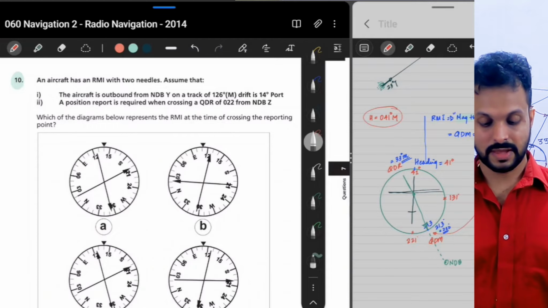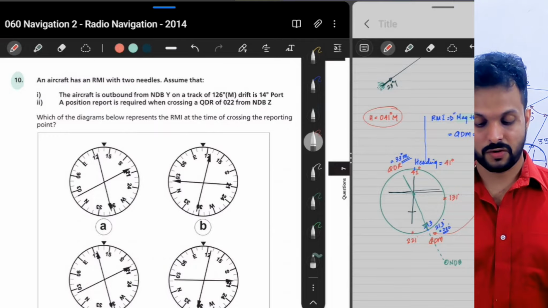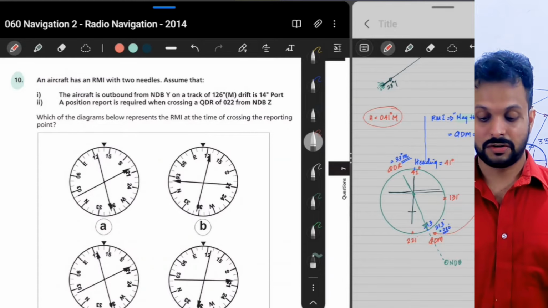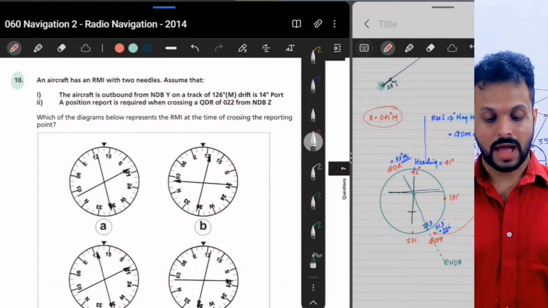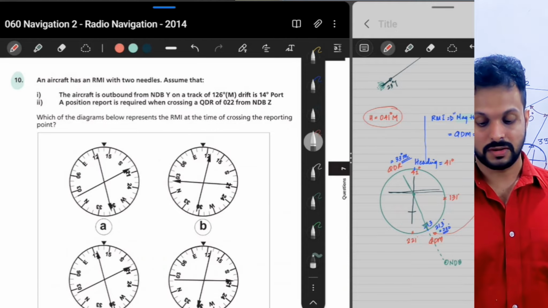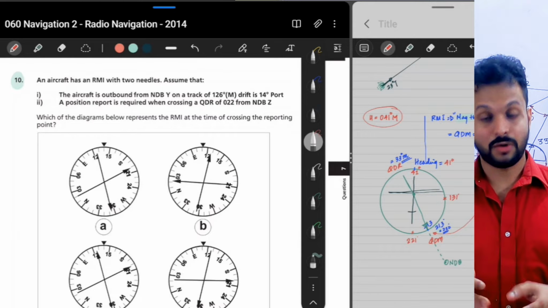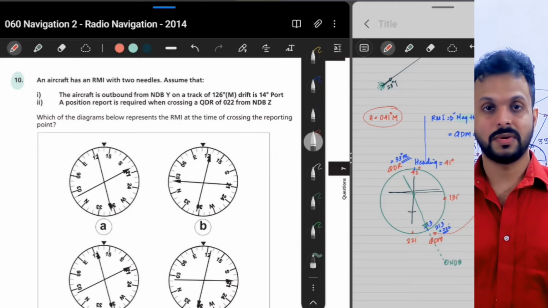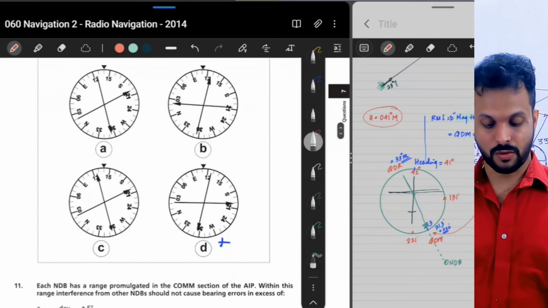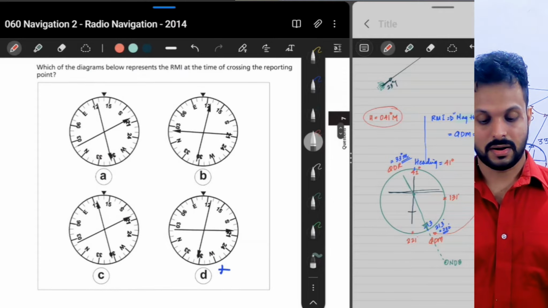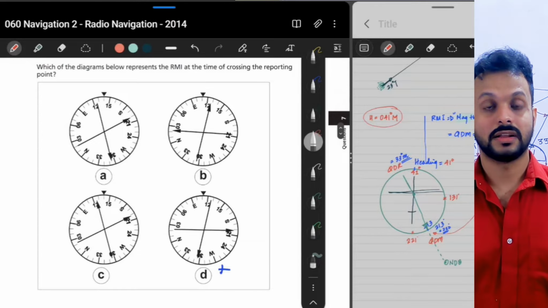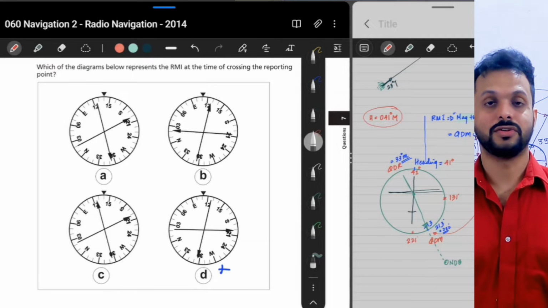Assume that the aircraft is outbound from NDB Y on a track of 126 degrees magnetic with a drift of 14 degrees port, and a position report is required when crossing a QDR of 22 degrees now from another NDB, which is NDB Z. And you again have 4 different indications here. Let's find out. I'll give you time again, come back and we'll do it together.